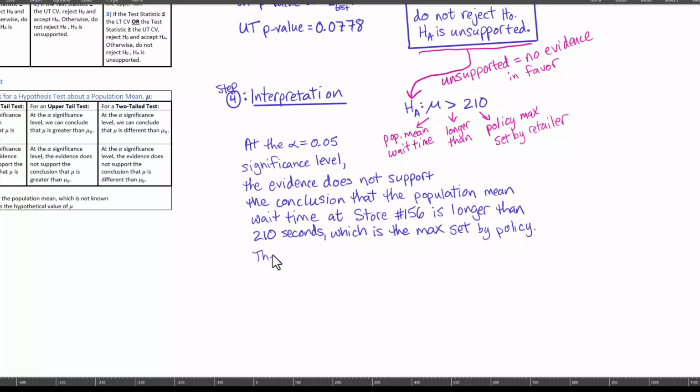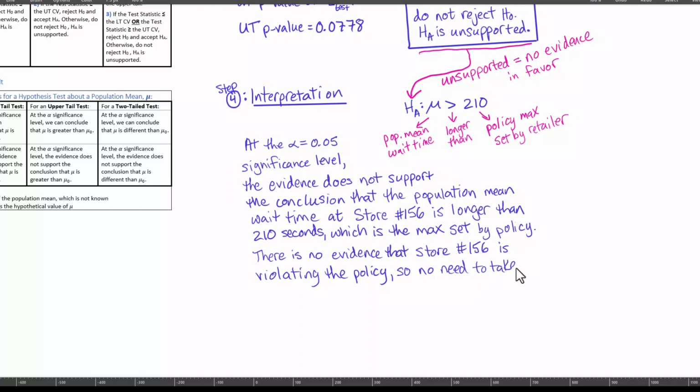So, given that there is no evidence that this store is violating the policy, it does not need to take any action. Had we rejected the null hypothesis, that would have been evidence that the store was violating the policy because that would show that the population mean wait time was higher than the max set by policy, which is 210. But here there is no evidence that store 156 is violating the policy because we were unable to reject the null hypothesis. So there is no need to take any action at this time based on this analysis. And that is the solution to this problem.